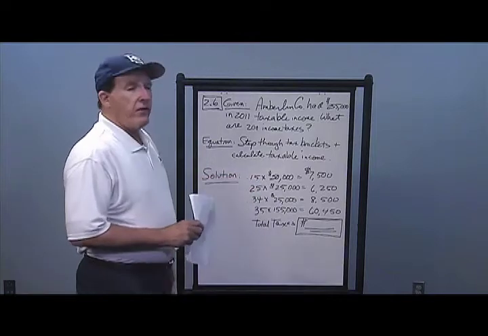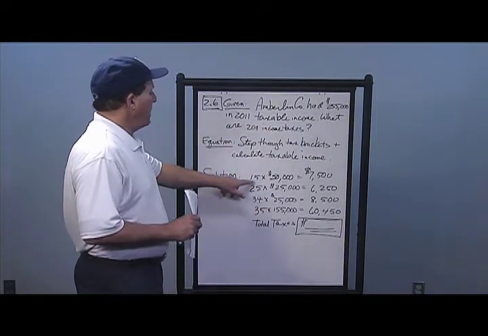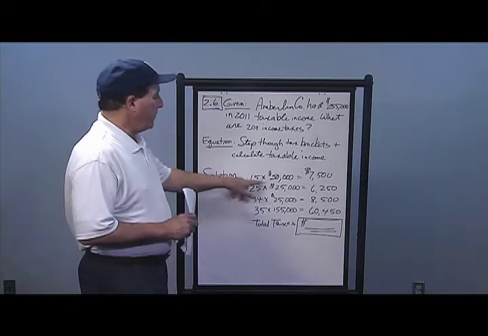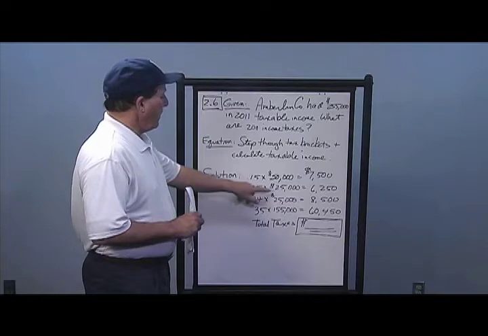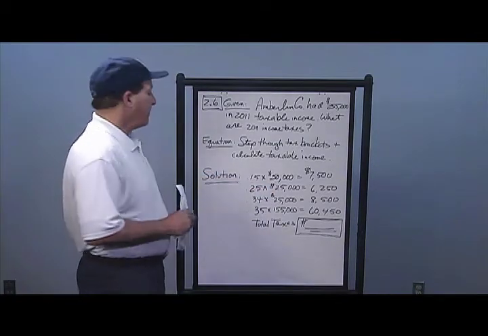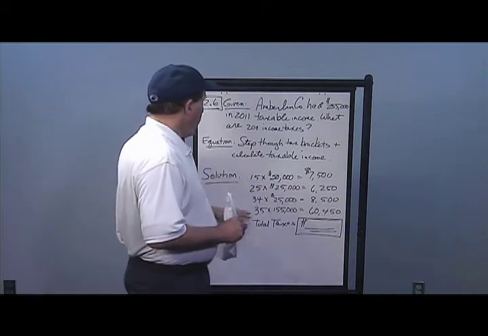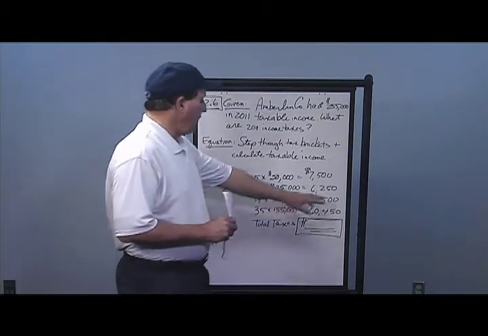So for the first $50,000 of income of that 255, we're going to tax it at a 15% rate, or $7,500. The next 25,000 are going to be taxed at 25%, or $6,250. The next $25,000 are going to be taxed at 34%, or $8,500.